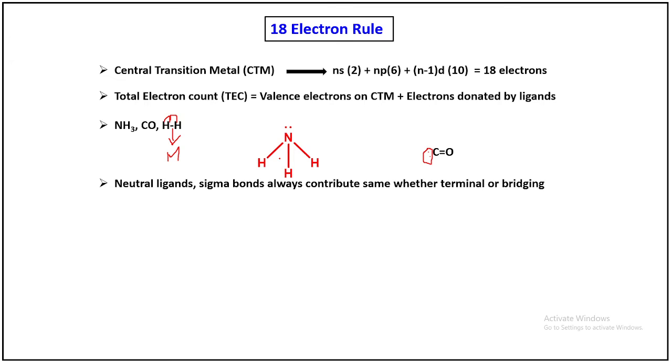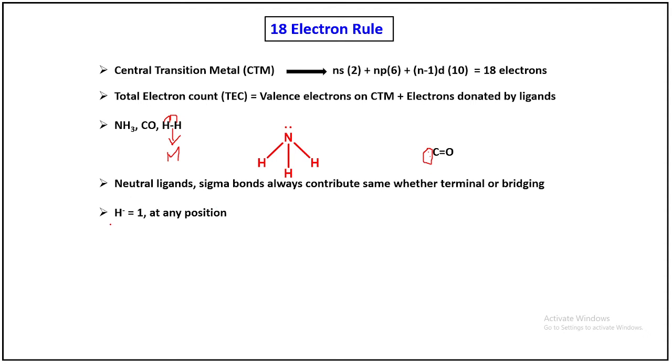The next thing is that many ligands, connected at terminal or bridging positions, may contribute different numbers of electrons, which we will see. But neutral ligands and sigma bonds always contribute the same, whether in terminal or bridging position.